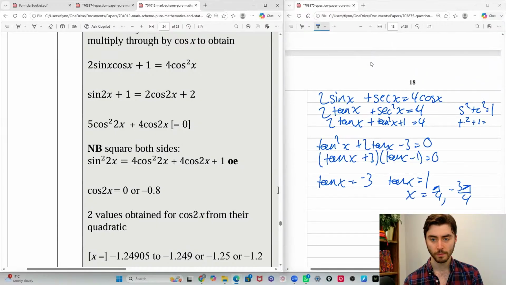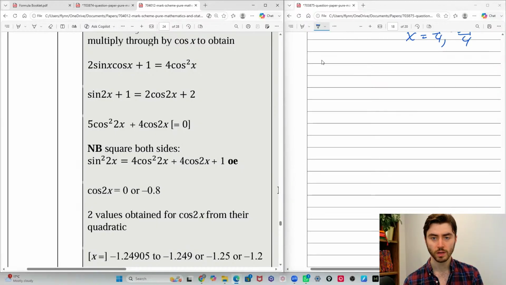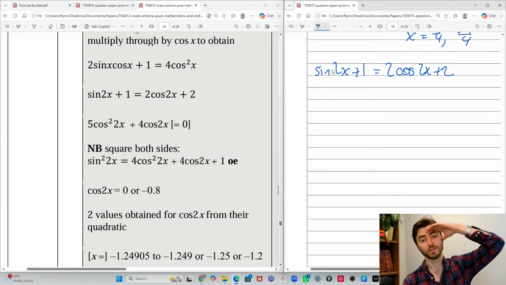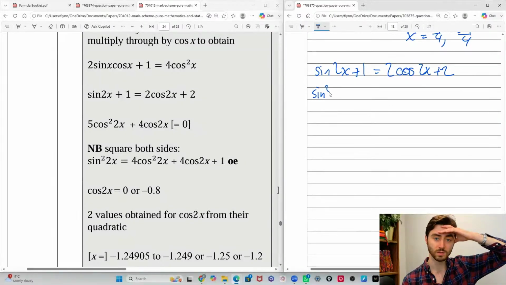So here, they got to sine 2x plus 1 equals 2, because I'm not just doing this for your benefit, by the way. I want to practice this skill. I want to lock the skill in. So they square this side, and you get sine squared 2x plus 2 sine 2x.